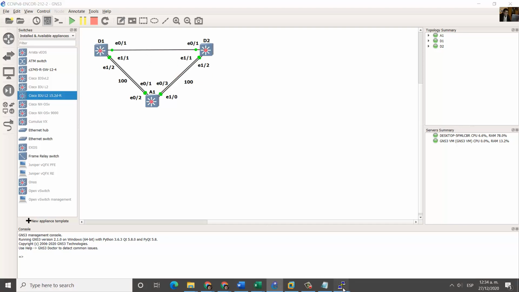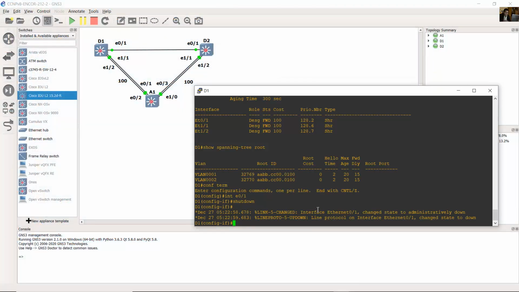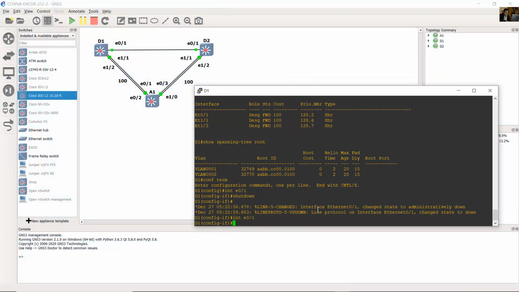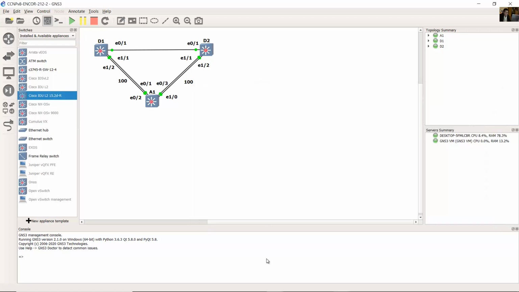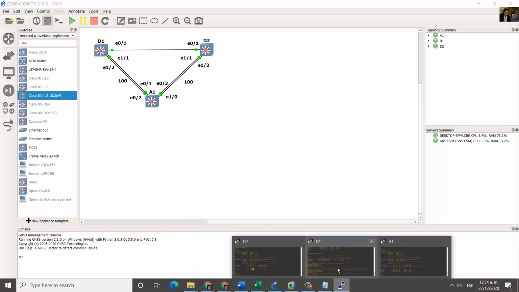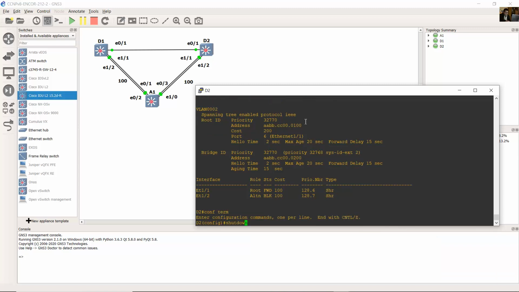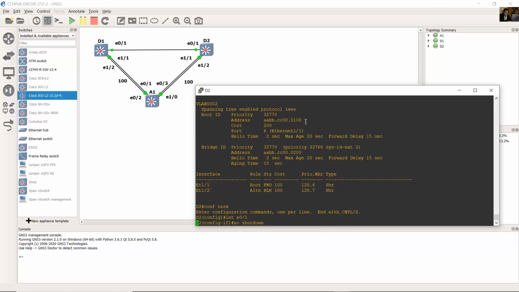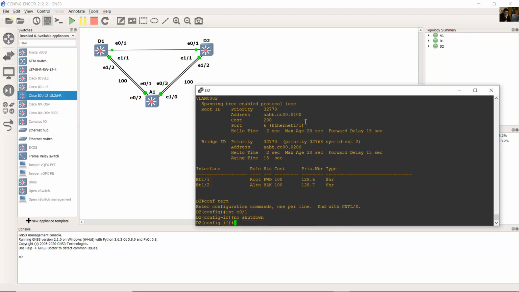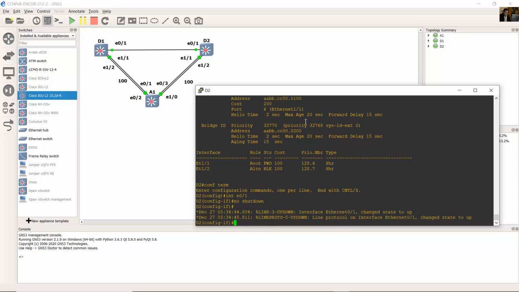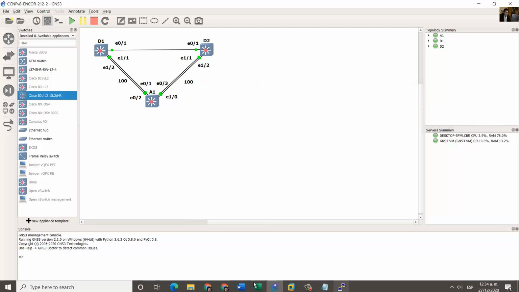Go to D1, where Ethernet 0/1 was shut down. Remember, also on D2, configure terminal, Ethernet 0/1, no shutdown. Okay, and wait a moment.